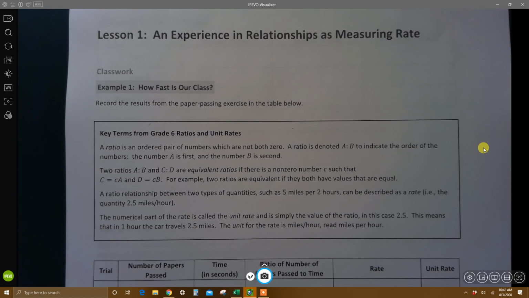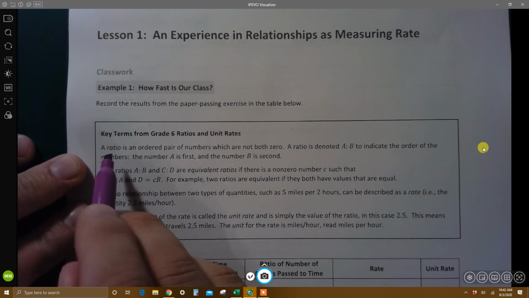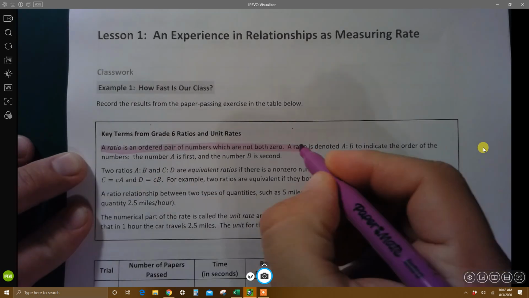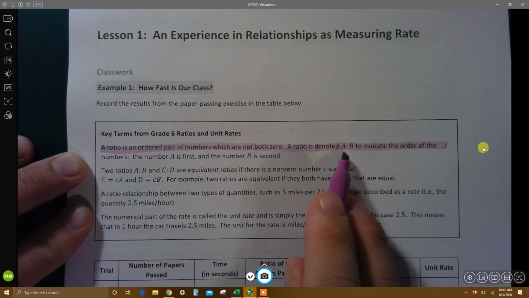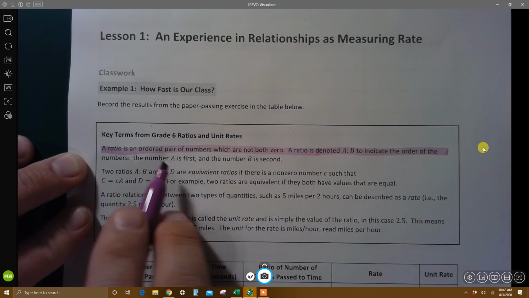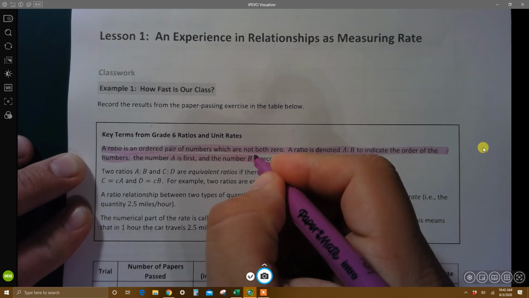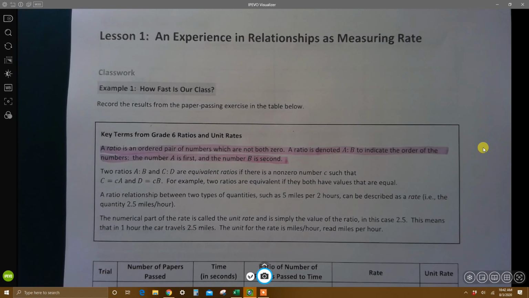The very first thing I want you to pay attention to is right here. A ratio is an ordered pair of numbers which are not both zero. A ratio is denoted A to B to indicate the order of the numbers. The number A is first and the number B is second. Now, you should know these kinds of things.